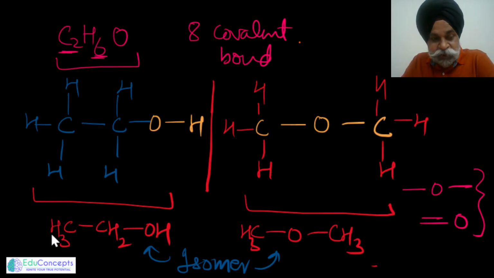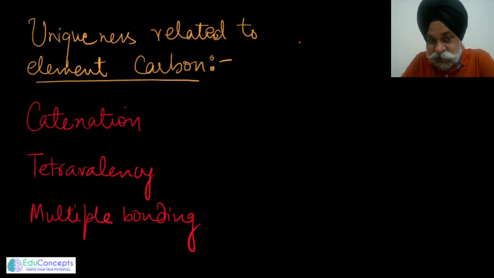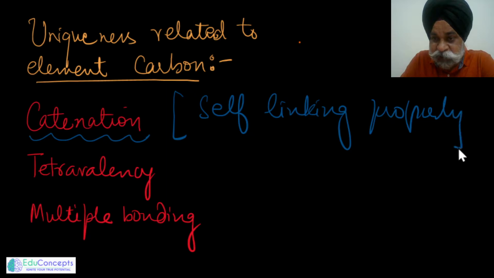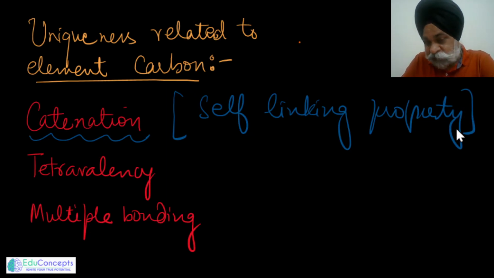Now this is a good time to introduce a term which I have not yet talked about, that is the unique property of carbon. Other than high melting and boiling point, which we talked about probably in the first session, it has a very unique property, which we call catenation. Catenation in itself is a self-linking property.